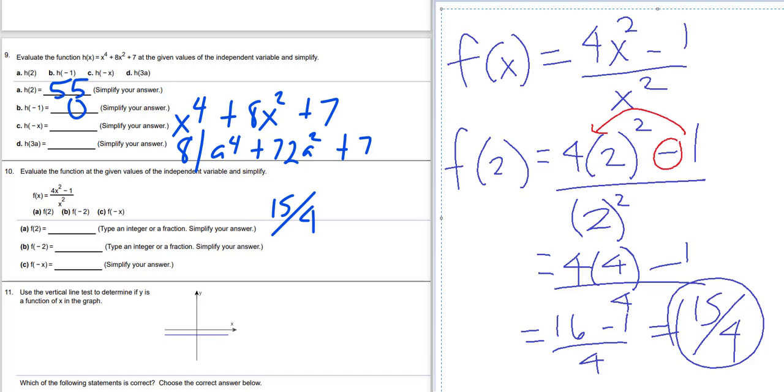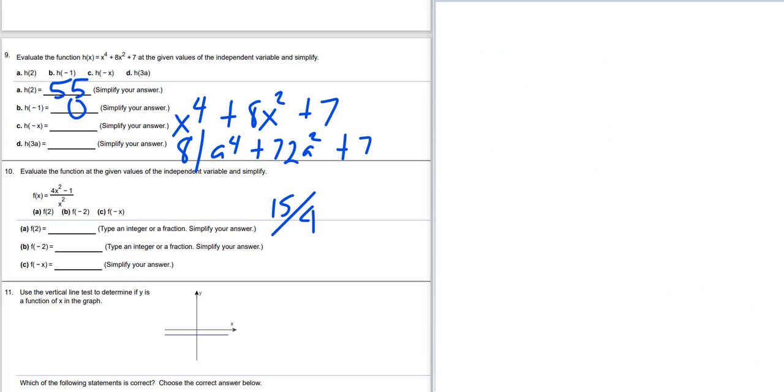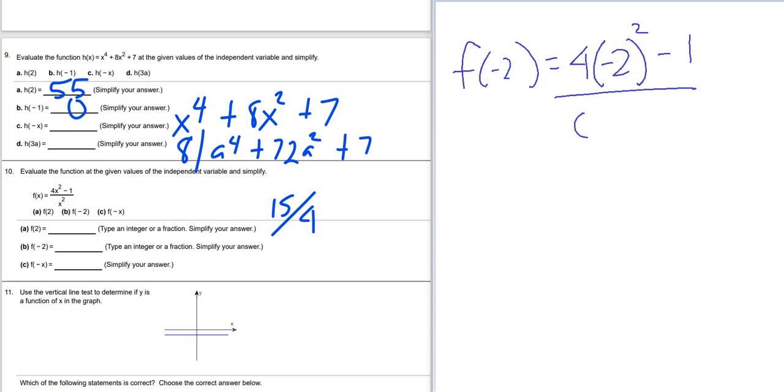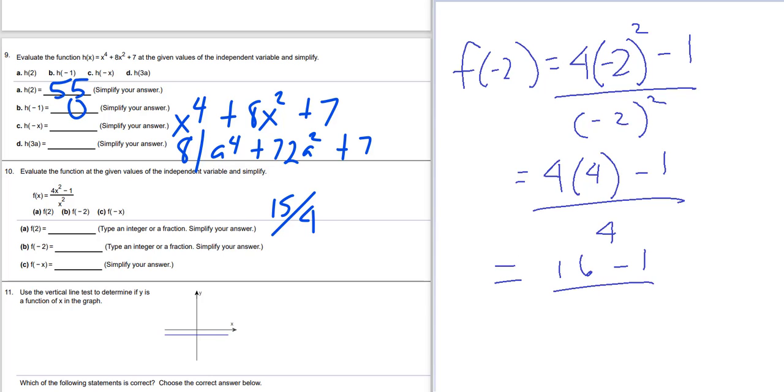Very similar for when we do negative 2. So we have f of negative 2 is 4 times negative 2 squared minus 1 over negative 2 squared. Again, no canceling. Be careful. Execute the numerator, execute the denominator, and then reduce. So my final answer, again, is 15 over 4.